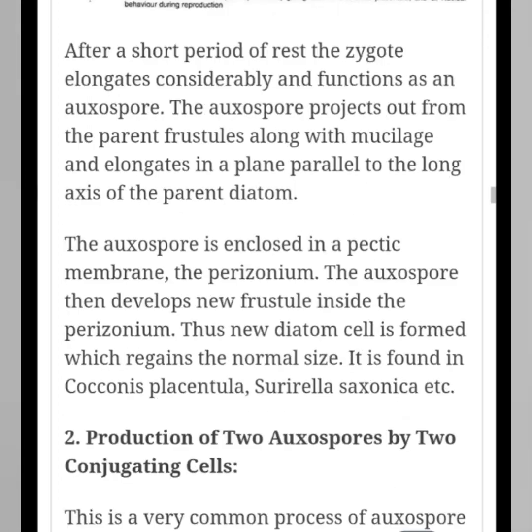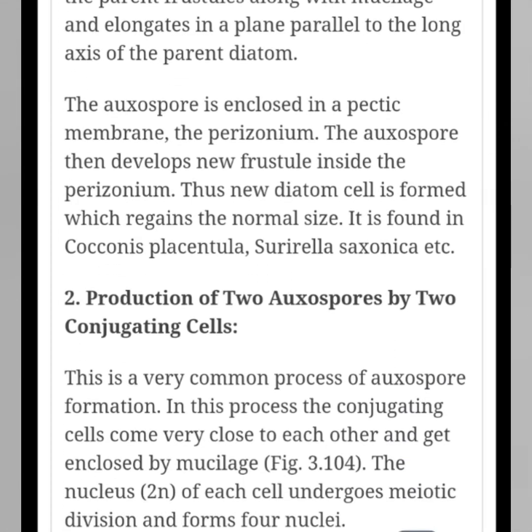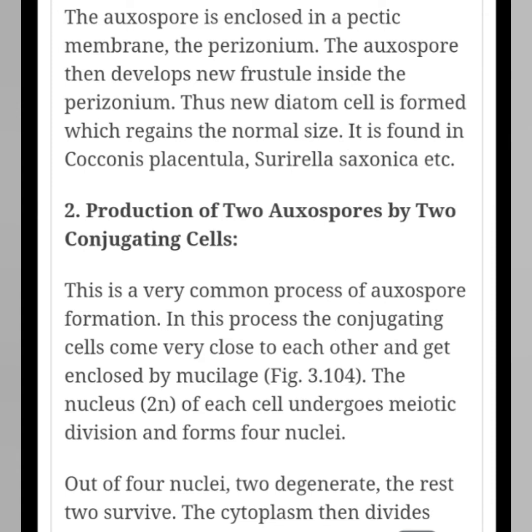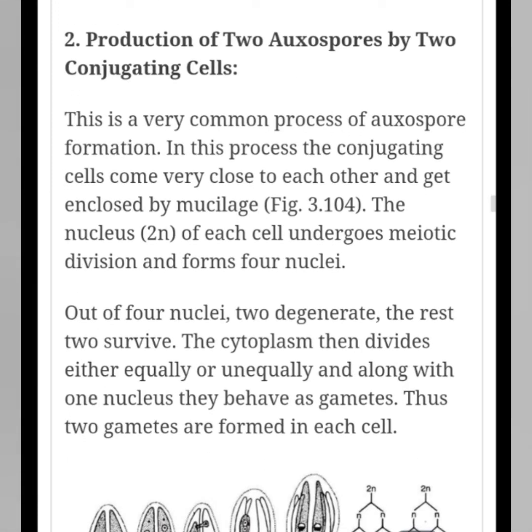Now, the second one, where not only one auxospore will form. Here in the second type, in some diatom species, two auxospores are formed by two conjugating cells. So here two conjugating cells again will unite, but they will give rise to the formation of two auxospores. This is also a very common process, and in this process the two cells will become very close to each other. Again, just take a look at figure A. They start to come very close to each other.